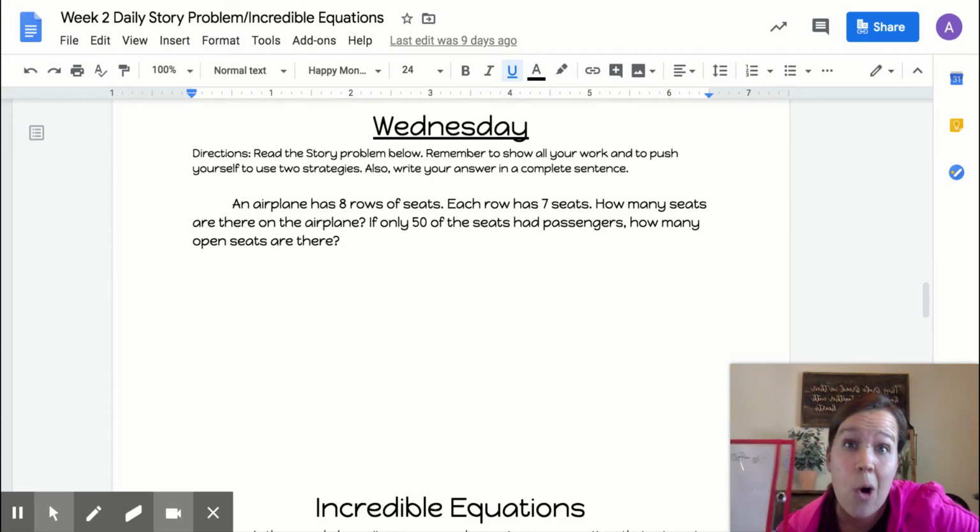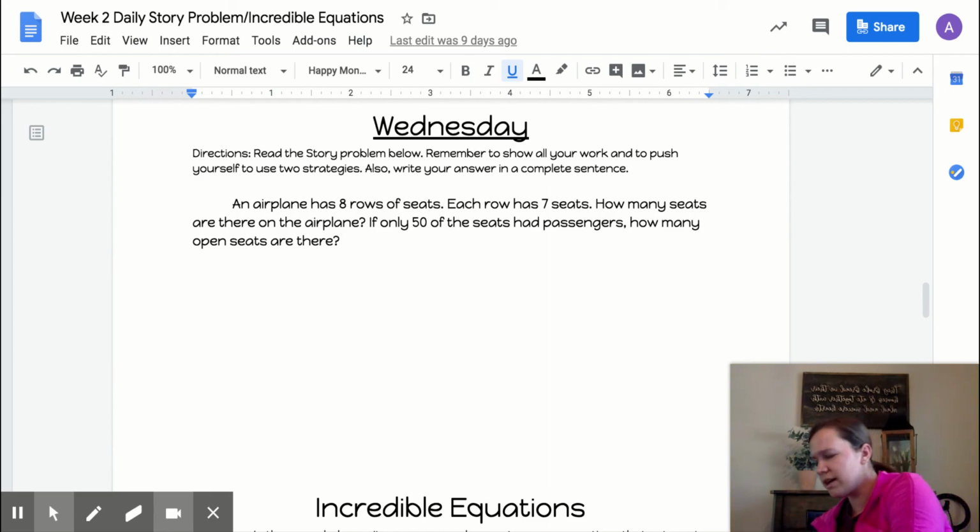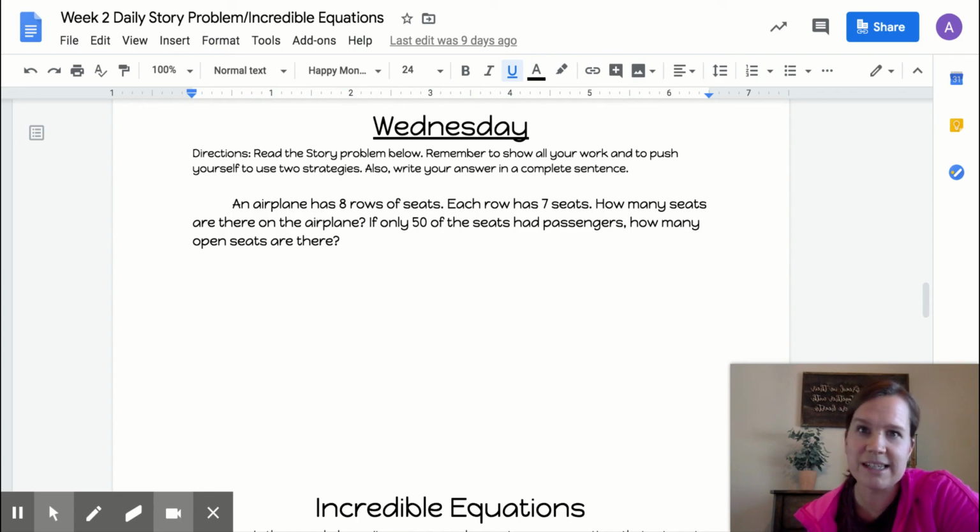There's 6 open seats. So your answer to question 1 is there are 56 seats on the airplane. And your answer to question 2 is there are 6 open seats on the airplane. All right, guys, don't forget, if you didn't get the same answer I did, go back, check your work, revise your work, and if you weren't sure, use the strategies I used and practice it yourself today.